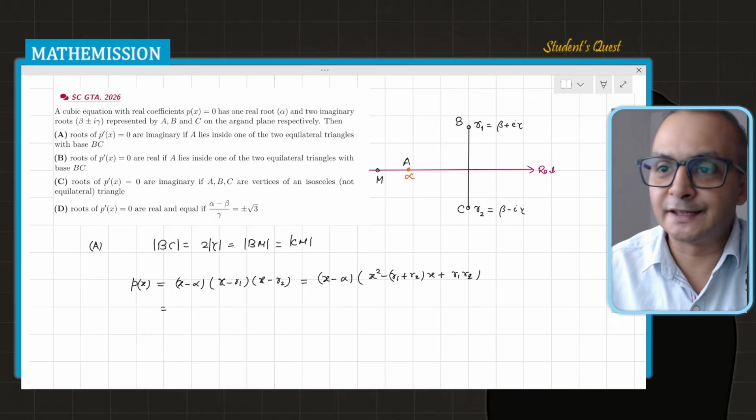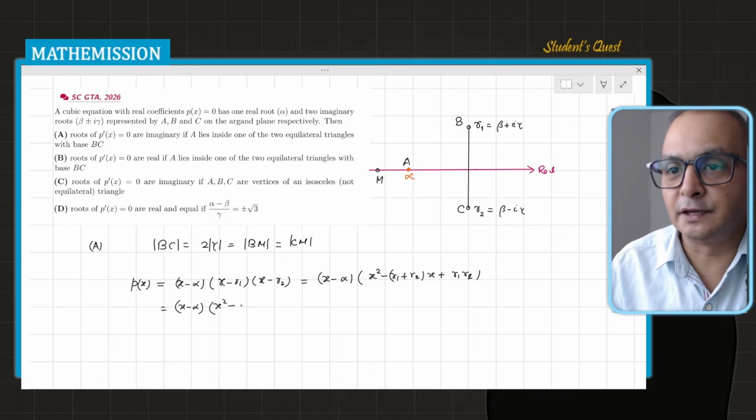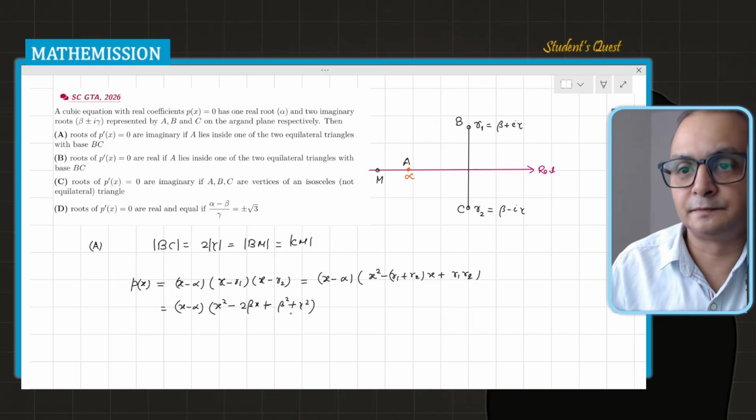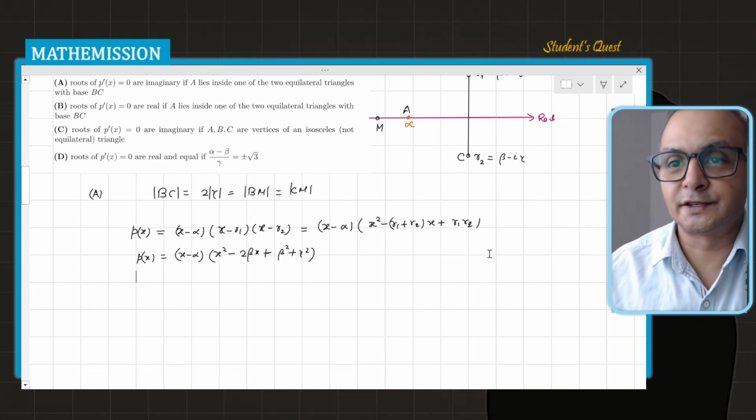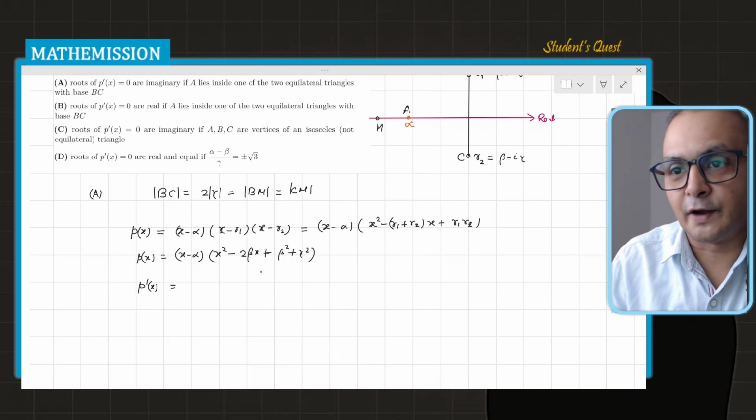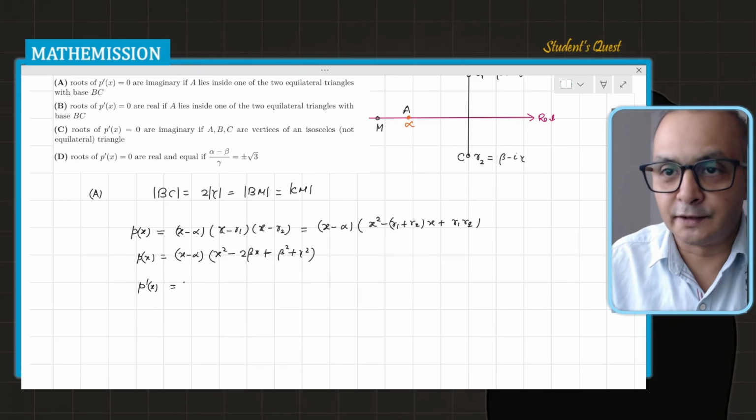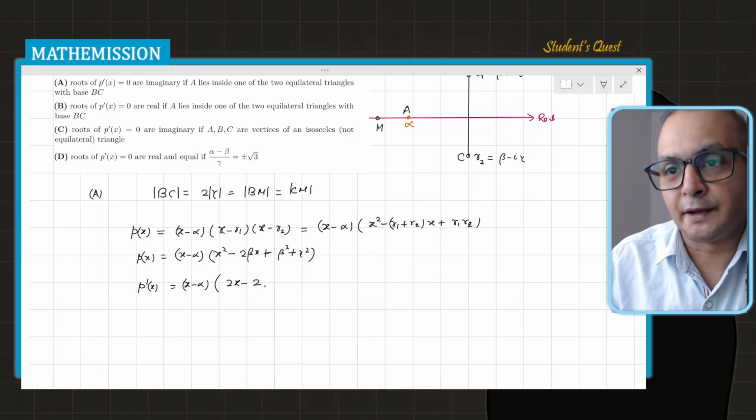Now you notice that this I can write x squared, and minus (r1 plus r2) is nothing but 2 beta, so it'll become 2 beta x, and r1 into r2 is beta squared plus gamma squared. Now they're asking the roots of p dash x. So roots of p dash x means let's find the p dash x. So I'm just using the product rule to find the derivative. So this will become x minus alpha, and this is 2x minus 2 beta.